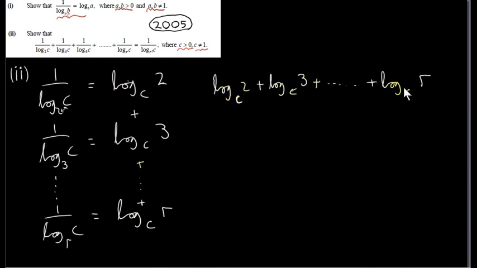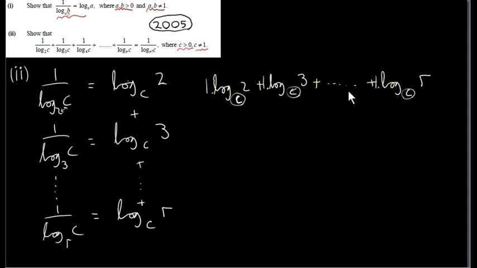So now, this is what our left hand side becomes. And since all the bases are the same, they're all equal to c, and we're adding log terms, all the log terms just have 1s in front of them. 1 times log to the base c of 2 plus 1 times log to the base c of 3, etc., as far as 1 times log to the base c of r.